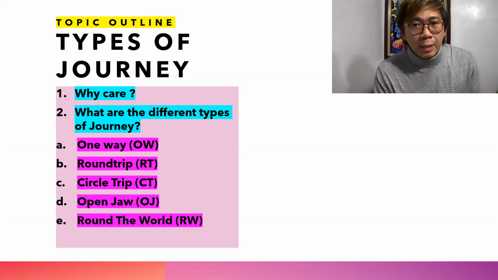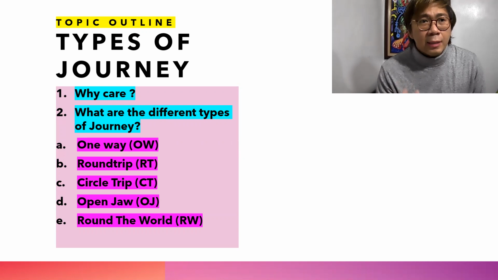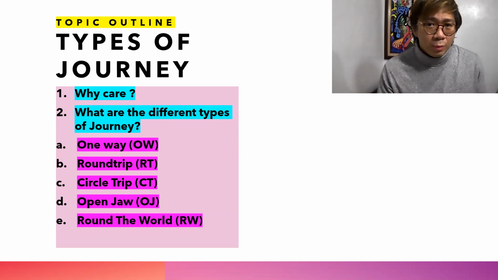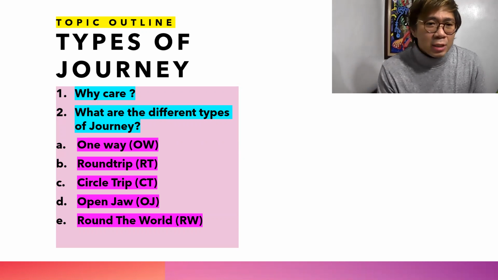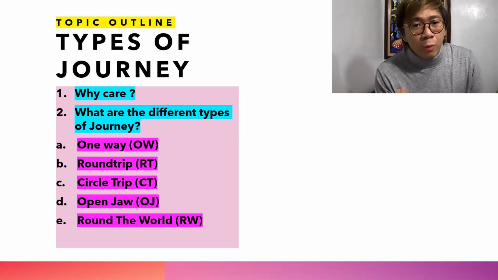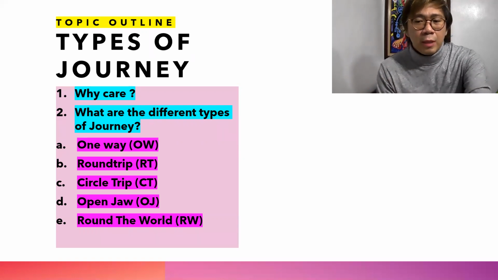These are the ones we will mostly use in our day-to-day life as a travel agent. The fifth, round the world fares, is rare. Why? Because it's rare for our clients to be super rich, able to afford to travel, and have so much time to be a globetrotter. So we seldom use round the world fares. Our concentration would mostly be one way, round trip, circle trip, and open jaw, so we should know them. Okay, now let's proceed.